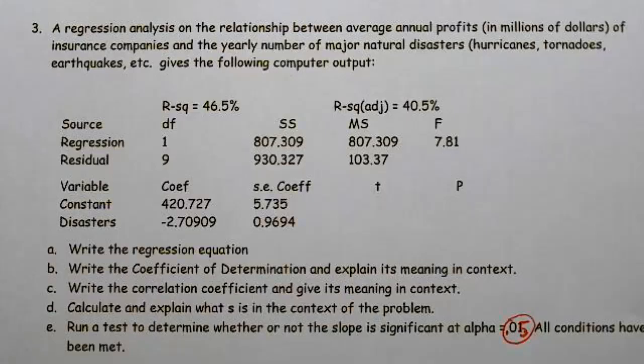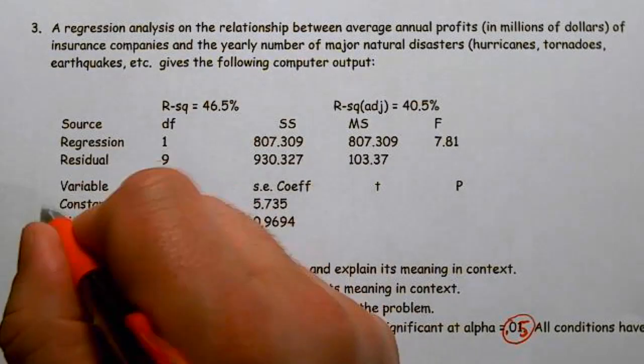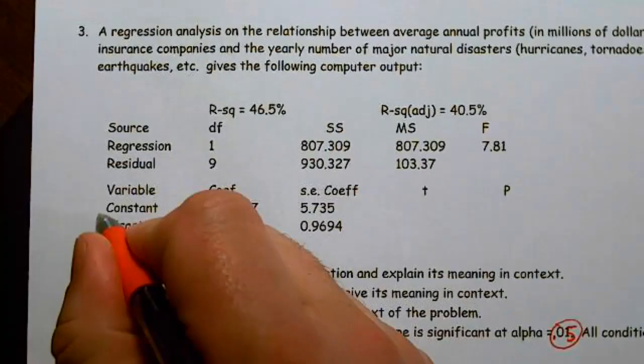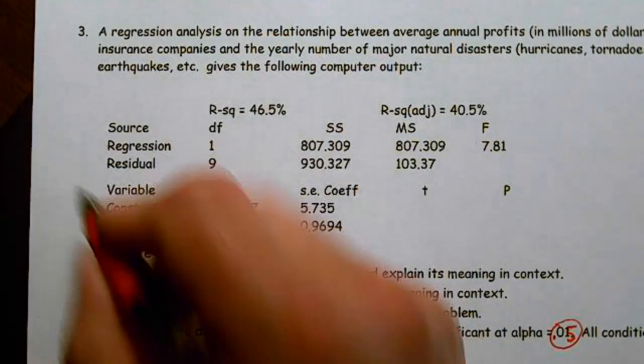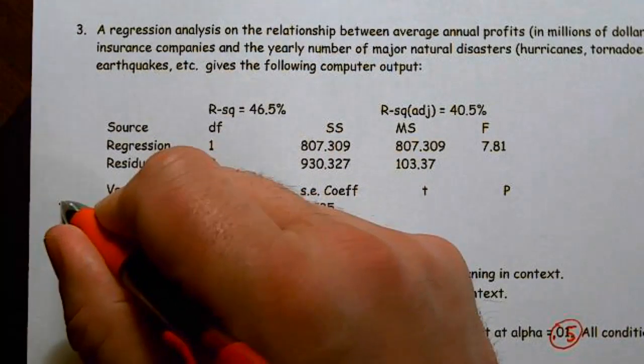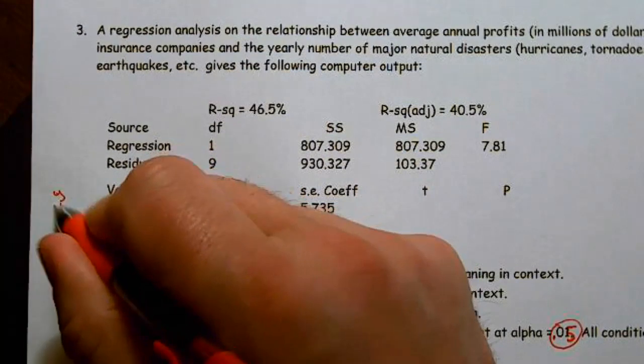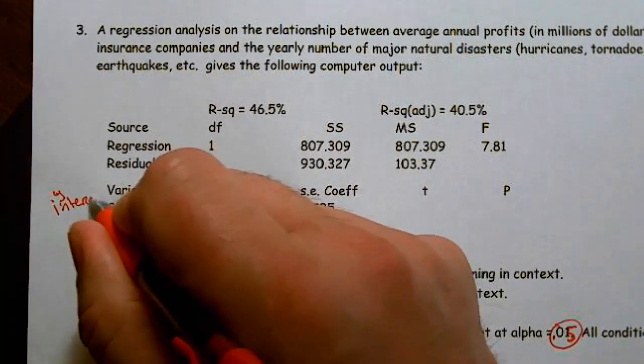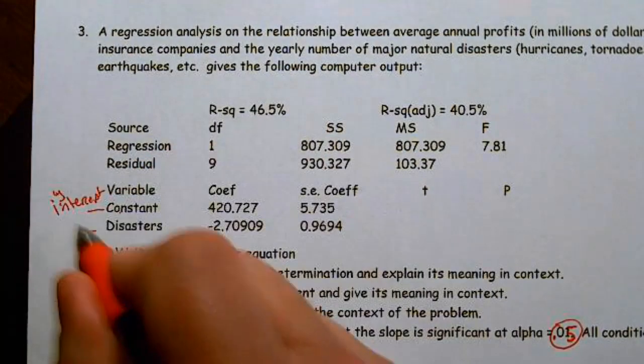Okay, so we're continuing with the same scenario, regression analysis on the relationship between the average annual profits in millions of dollars of insurance companies and the yearly number of major disasters, which gives the following computer output. Please remember, and I just keep stressing this, where you see the word constant, it's either going to say constant or intercept, but regardless, this is your y-intercept. And this is my slope line.